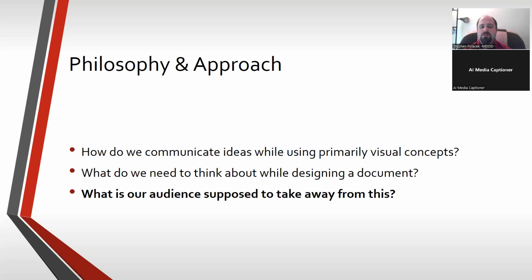What do we need to think about while we're designing a document? Who is our audience? What are they supposed to take away from this? And what are their needs? In terms of color blindness, we need to make sure that there's high enough contrast, that kind of thing, making sure that they're able to read the text. And then finally, the most important point, which I already said, but I'm going to say it again: what is our audience supposed to take away from this document?